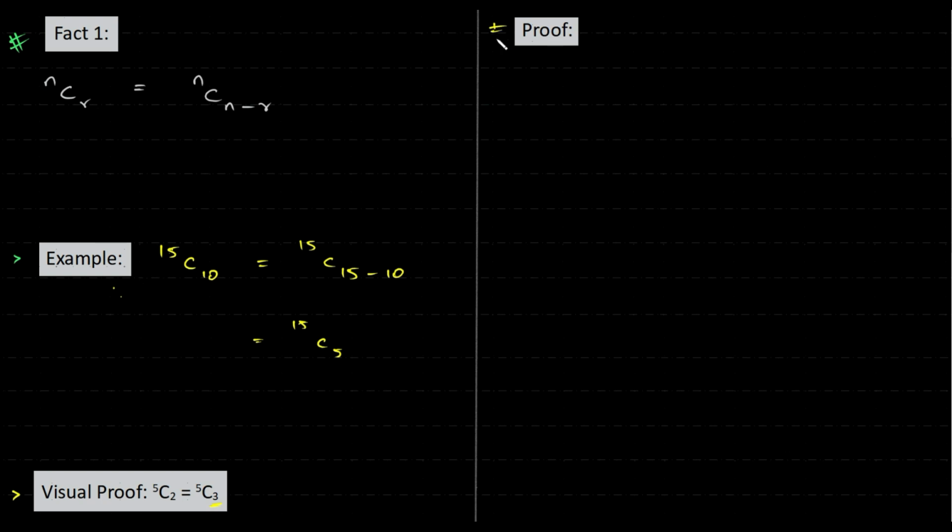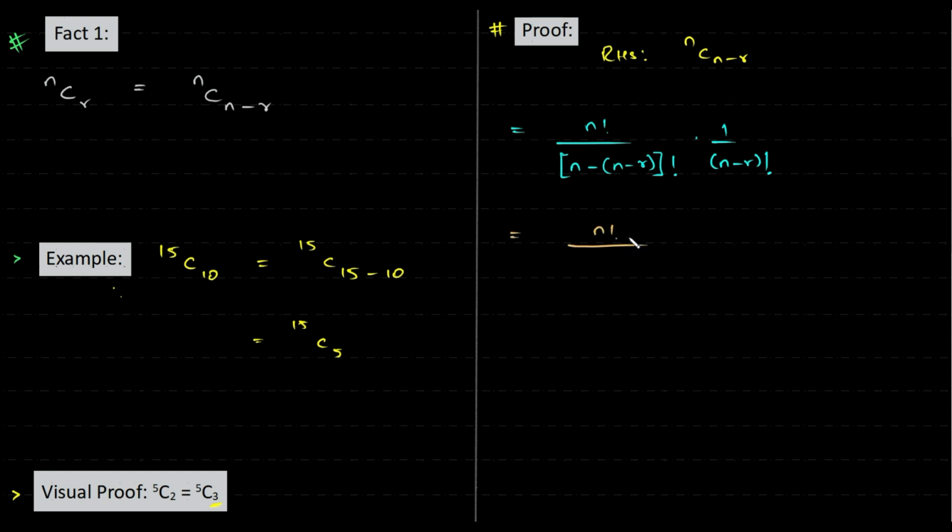So the proof is quite simple actually. We'll take the RHS. So nC(n minus r). That is nothing but n factorial divided by (n minus (n minus r)) factorial, divided by (n minus r) factorial. So in place of r, we are substituting n minus r, right? So this is your substitution post writing the formula and all of that.